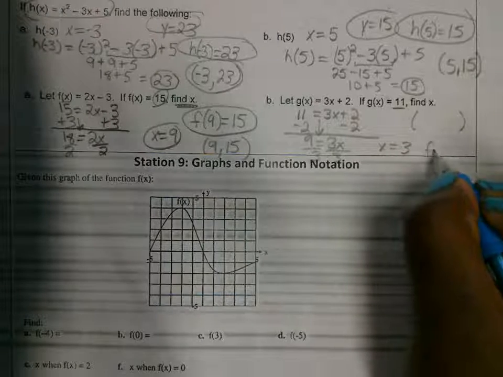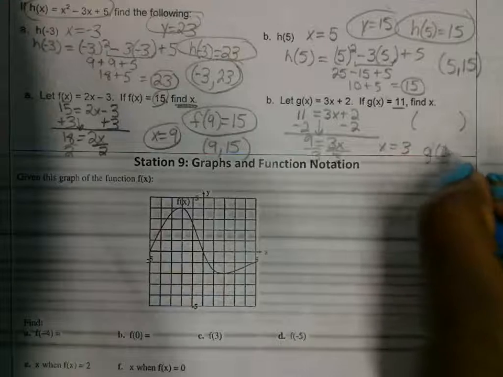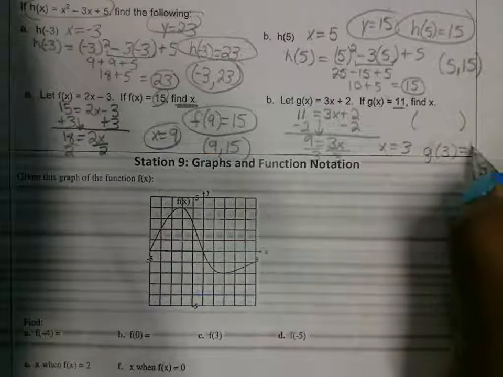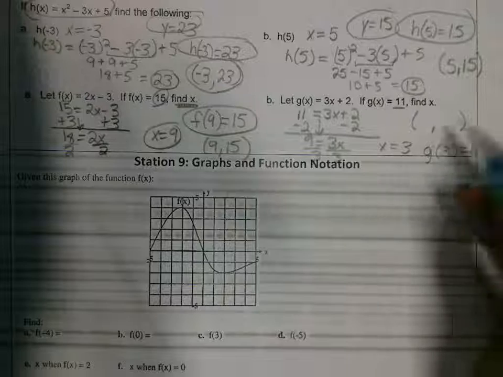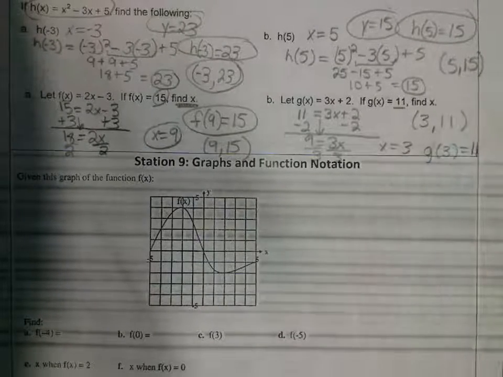Oh yeah, G of x, or G of what? G of 3 equals what? 11. All right. Now what's another way to write it? 3, comma 11.